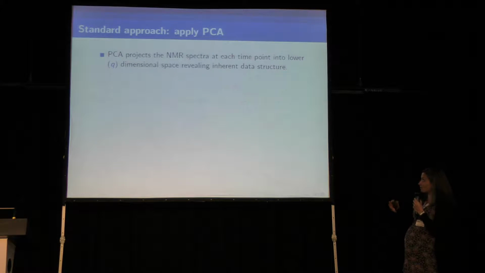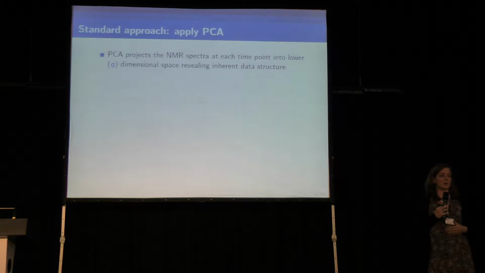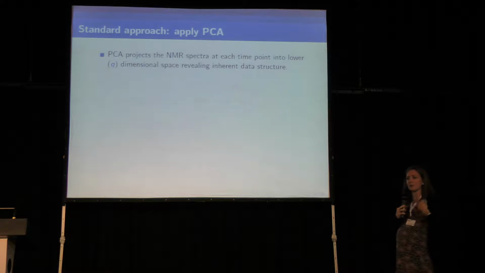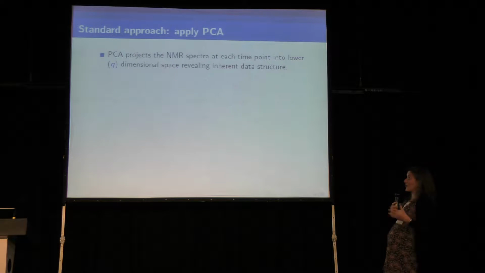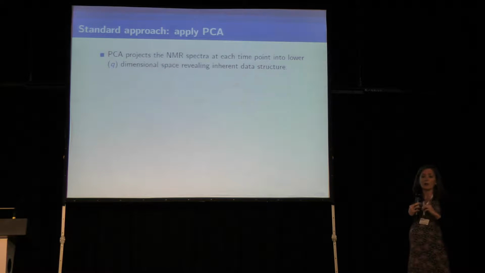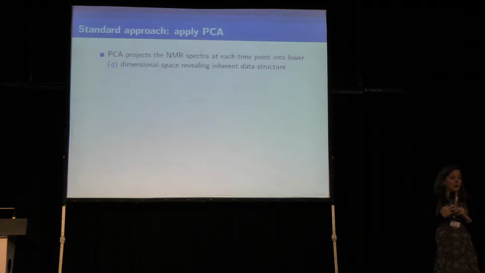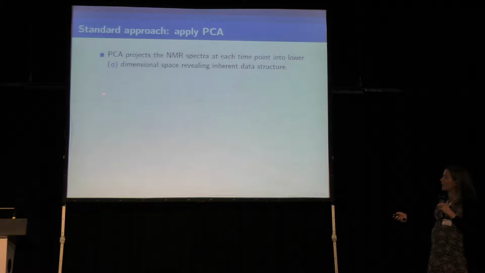So to introduce some terminology and my notation, as I said, the standard approach in metabolomics is simply to PCA everything. They apply PCA because they project the NMR spectra at each time point into a lower dimensional space. I'm going to call that lower dimension Q. Typically in the metabolomics literature, that's 2, which reveals the inherent data structure. But they typically just put all the data together from across time and PCA it.